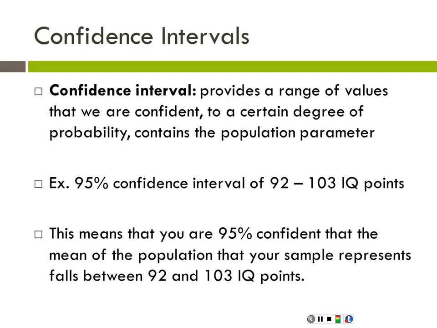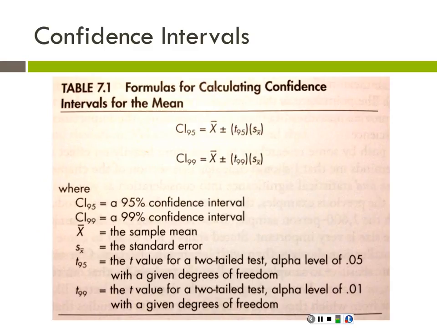So instead of just reporting the mean and the standard deviation, the standard error, we can put all this information into this range of scores. Let's look a little more closely at how we calculate confidence intervals, so then maybe you can understand what's happening with them a little better. Basically they tell you how confident you can be that your value falls within a range of values.